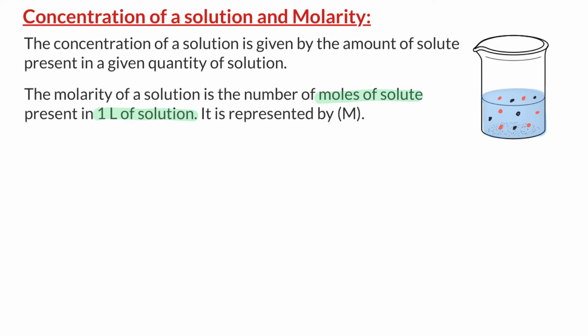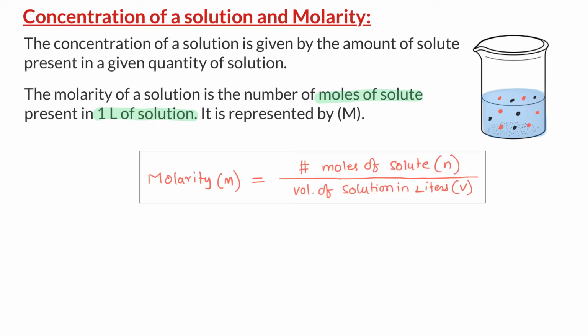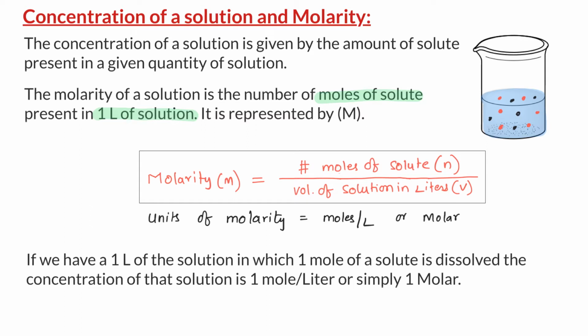Mathematically, molarity, capital M, is equal to the number of moles of solute, which is usually represented by small n, divided by the volume of the solution in liters, which is usually represented by capital V. The units of molarity are moles per liter or simply molar. If we have 1 liter of the solution in which 1 mole of a solute is dissolved, the concentration of that solution is 1 mole per liter, or simply 1 molar.